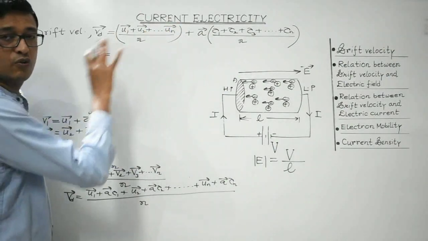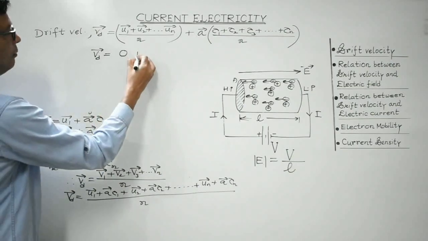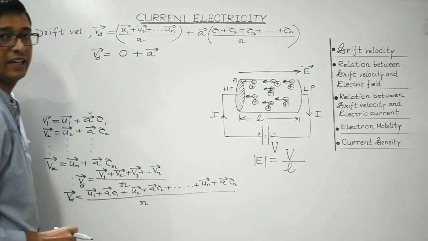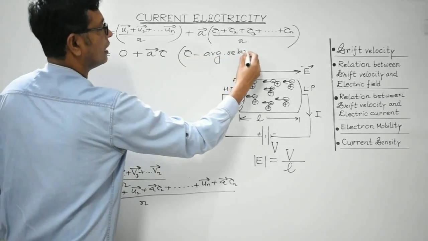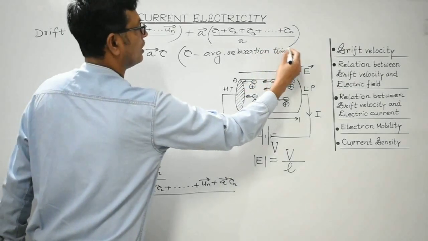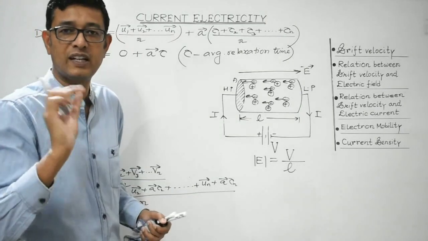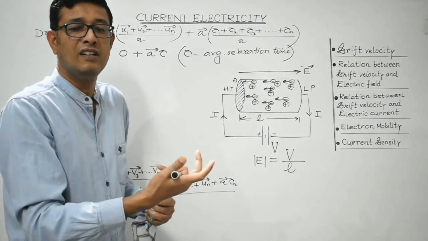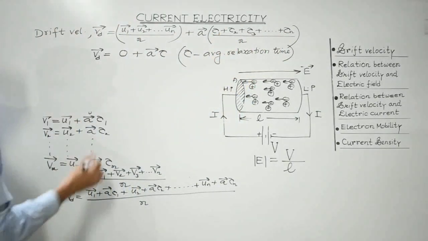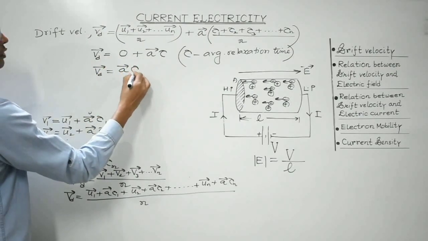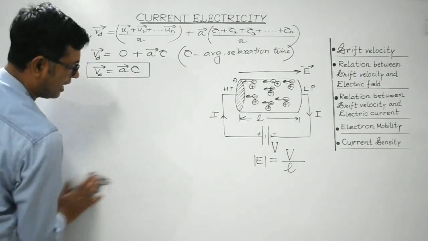Now look, this we have already discussed from equation 1. The average thermal velocity of electrons is always 0, as per equation 1. Plus A vector times this average of all the relaxation times, which may be termed the average relaxation time. Tau is the average relaxation time. Relaxation time may also be defined as the time that has elapsed between two successive collisions. It is a very short span of time during which the electron gets accelerated before again suffering collision with the vibrating ions and again having random motion, right? So the average of all the relaxation times is known as the average relaxation time. So Vd vector is equal to A vector tau.